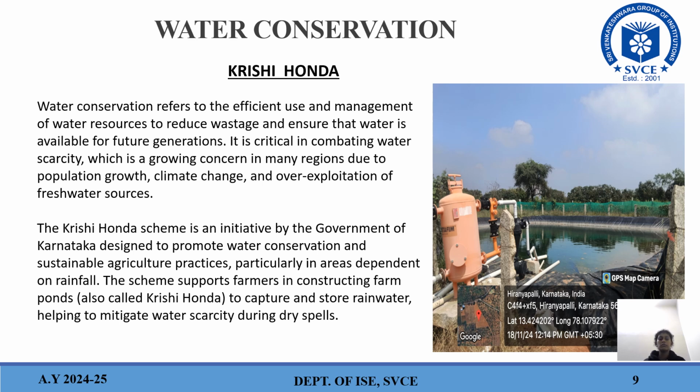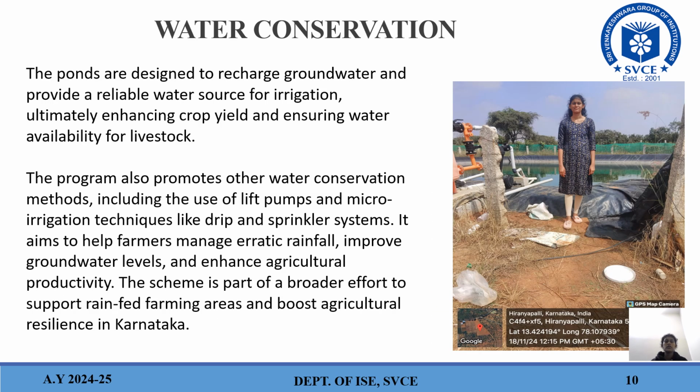The Krishi Honda scheme is an initiative by the government of Karnataka designed to promote water conservation and sustainable agricultural practices, particularly in areas dependent on rainfall. The scheme supports farmers in constructing farm ponds to capture and store rainwater, helping to mitigate water scarcity during dry spells. The ponds are designed to recharge groundwater and provide a reliable water source for irrigation, ultimately enhancing crop yield and ensuring water availability for livestock.